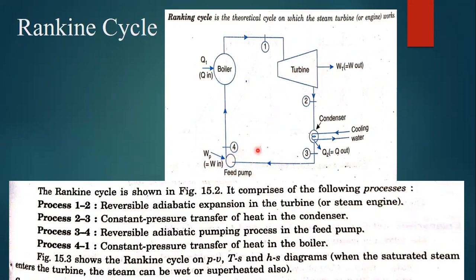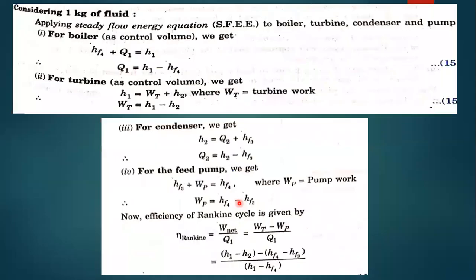So that's why we are going to take the net work output. What is the net work output? This is the whole work produced, which is the turbine work, minus the work input, which we need to take out. Why? Because we are giving some of the work from the total work developed within the turbine. So it becomes WT minus WP. Net work done is WT minus WP, divided by the heat supplied, which is Q1.